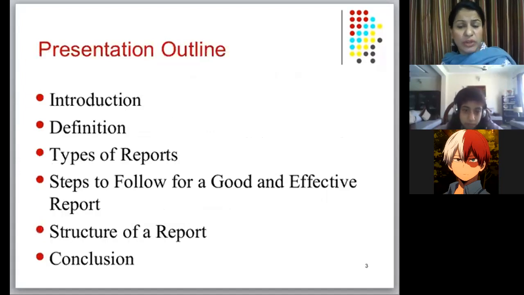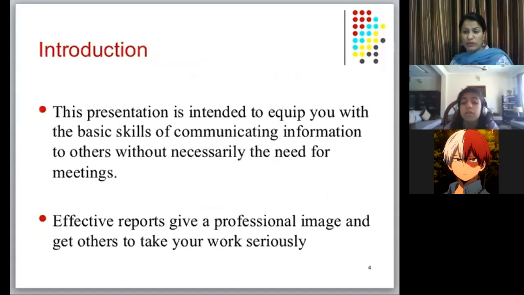This is how we're going to go about today's session. We'll have the introduction, definition, the types of reports, the different steps to follow for a good and effective report, structure of a report according to the CIE, and finally, the conclusion of today's lesson.